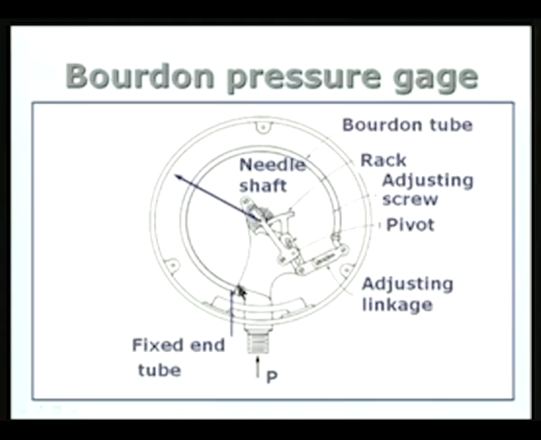So, you have the fixed end of the tube, this end of the tube is fixed, and it is in the form of a C, as I said, and it is connected to an adjusting linkage. This adjustment is for adjusting the 0 position, and then it is connected to the rack arrangement, and the pinion is actually connected to the needle shaft, and you have the adjusting screw here and the pivot here, and it is very clear. So, the pressure is communicated through this tube to the inside, and the outside is the atmospheric pressure, or if you want to measure differential pressure, P1 inside, P2 outside. So, the difference in the pressure is what is going to be measured.